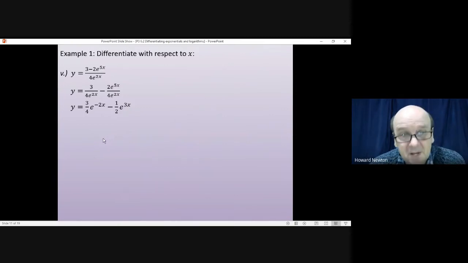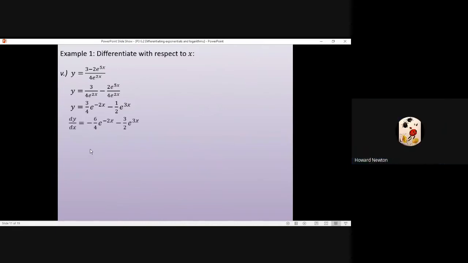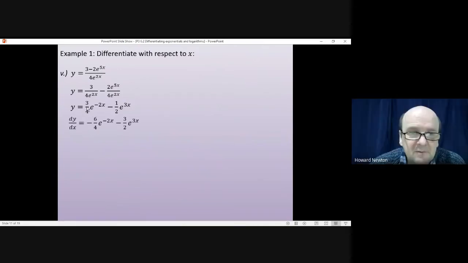Then differentiating that, I'll get 3/4 e to the power of minus 2x times by minus 2, which gives me that. And differentiating this, I'll be timesing by the 3, which gives me the minus 3 over 2 e to the 3x. This first fraction could be simplified, and that would be the final answer.